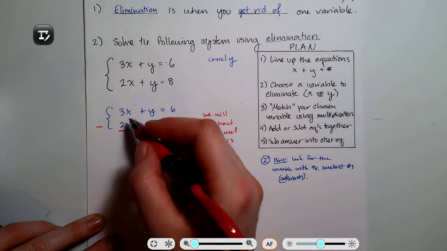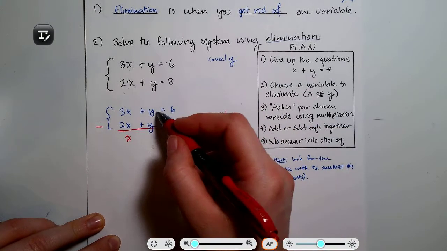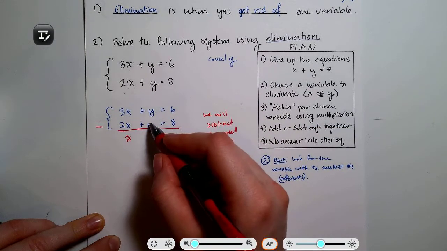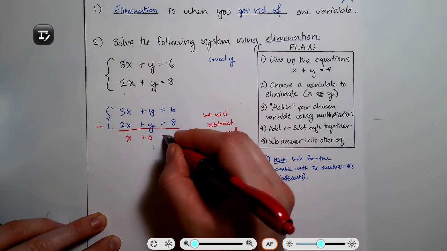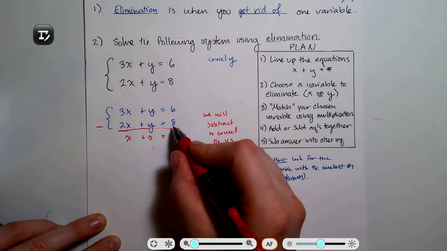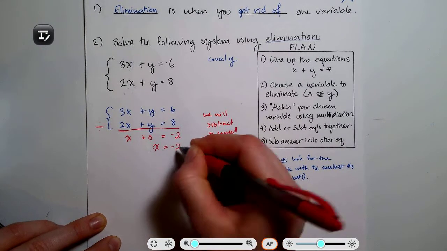Okay, so when I subtract, 3x minus 2x is going to become 1x. And then y minus y is going to be 0. So plus 0 equals 6 minus 8, which is negative 2. So x equals negative 2. Oh, that was pretty quick.